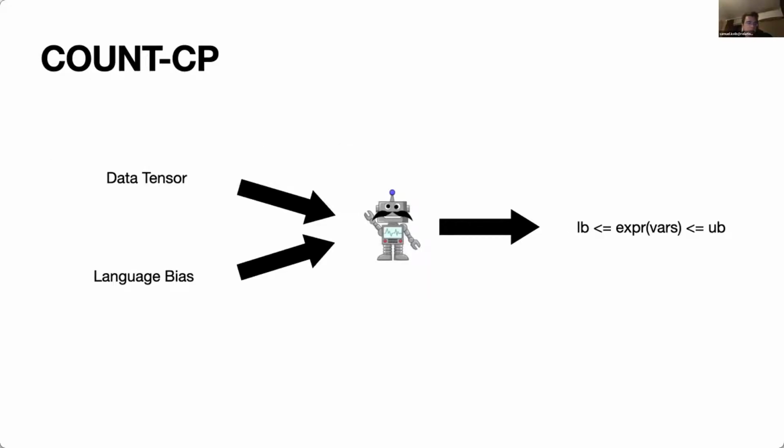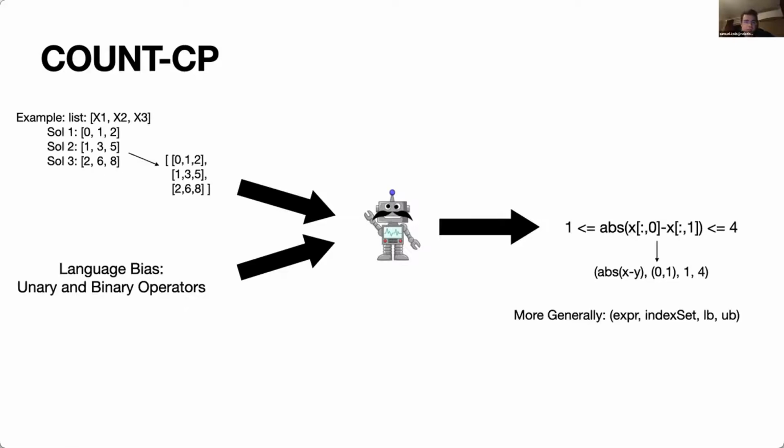So the flow of the system is that we get the data tensor in, we have our language bias, and then we learn these bounded expressions. And those are the constraints. So let me make this a bit more concrete. If we have these example lists, we have 3 decision variables, x1 to x3. We have 3 solutions, instantiations of those decision variables. We turn that into a matrix here.